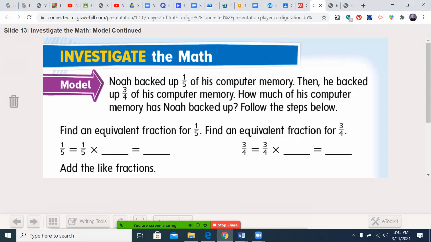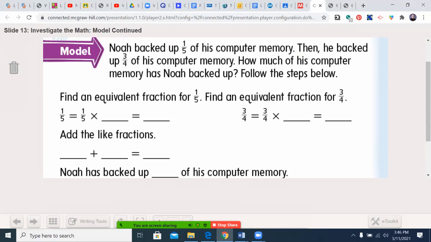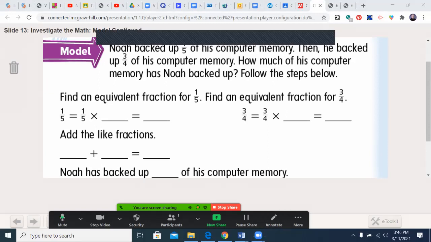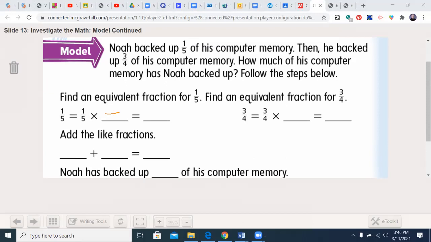Using that story problem here, with the denominator of 20. Five goes into 20 4 times. So I multiply top and bottom by 4. 1 times 4 is 4, and 5 times 4 is 20.